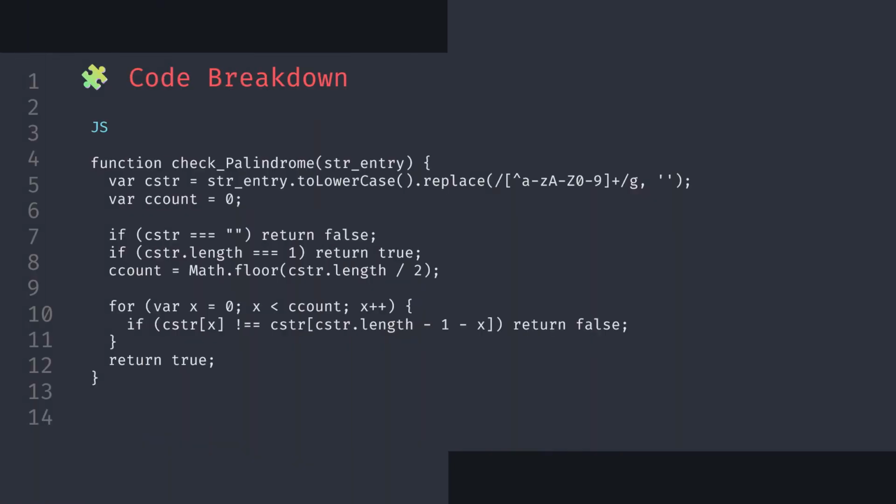We start by converting the input into lowercase and stripping out any non-alphanumeric characters. Then, we compare characters from both ends moving inward. If we find a mismatch, it is not a palindrome. Otherwise, it passes all checks and we return true.